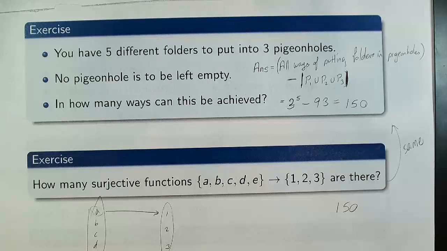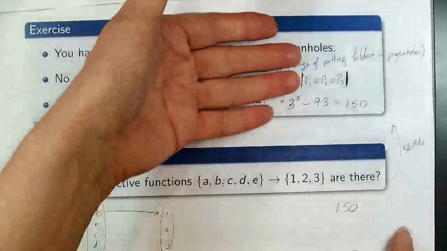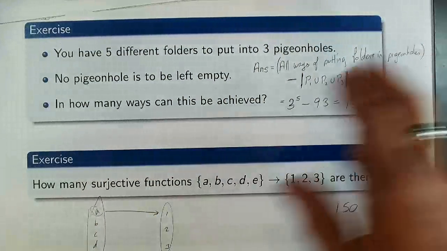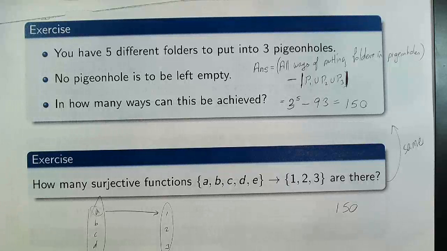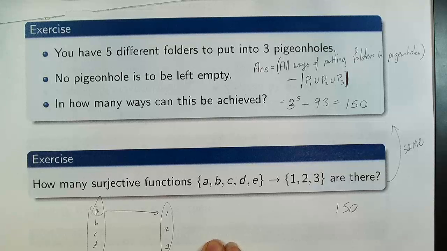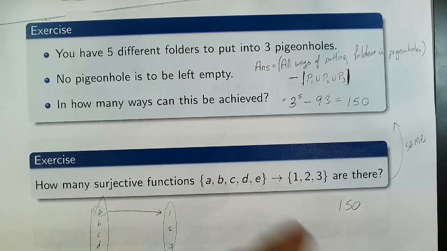It's just in disguise. So what you might like to do, to see if you understand this, is to rewrite the answer to this, which is on the various pieces of paper here, which hopefully has been recorded, and rewrite it in this context, because the numbers are the same, the answers are the same, the reasoning is identical. It's just instead of folders, you've got elements. And instead of putting a folder in a pigeonhole, you're sending an element of the domain to an element of the codomain. Does that make sense?